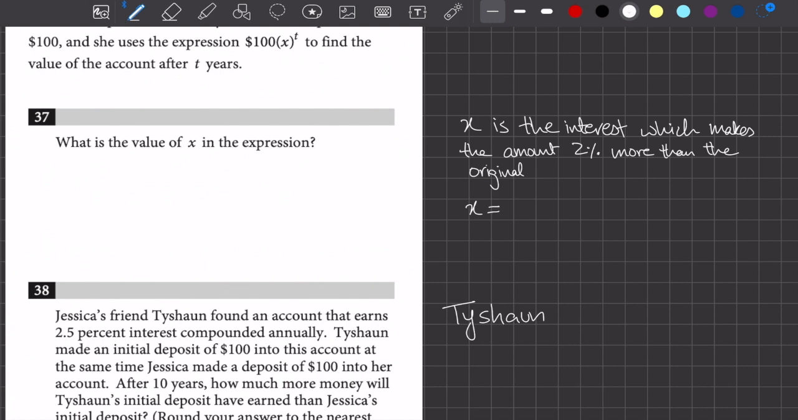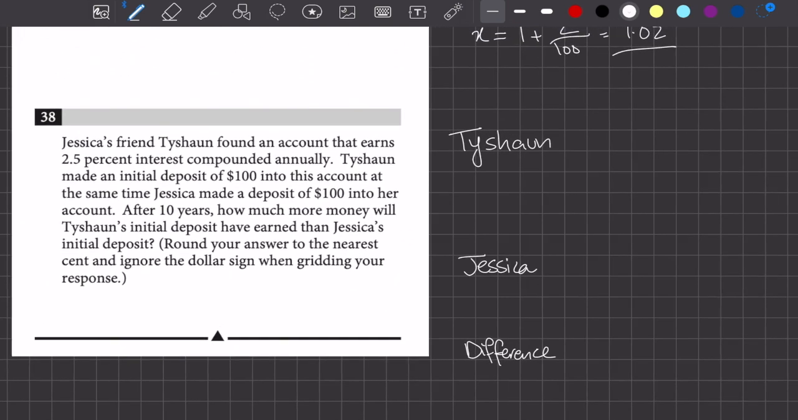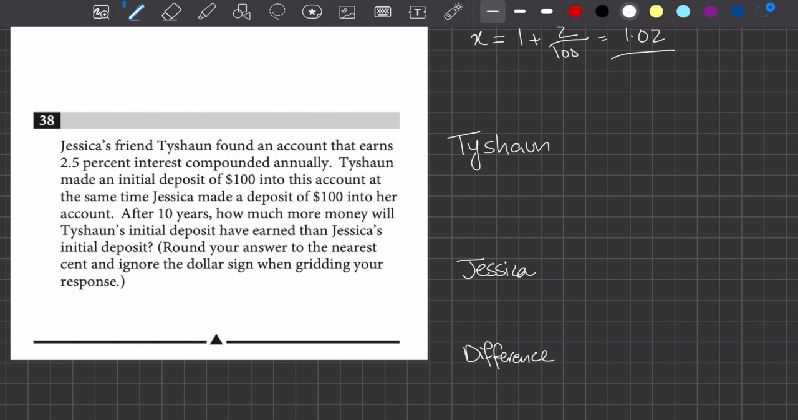For question 37, x represents the interest added to the original value. So, it will be 1 plus 2% or 1 plus 2 over 100, which gives 1.02. In question 38, for Taishan, we have the interest 2.5% on the original, so 1.025.